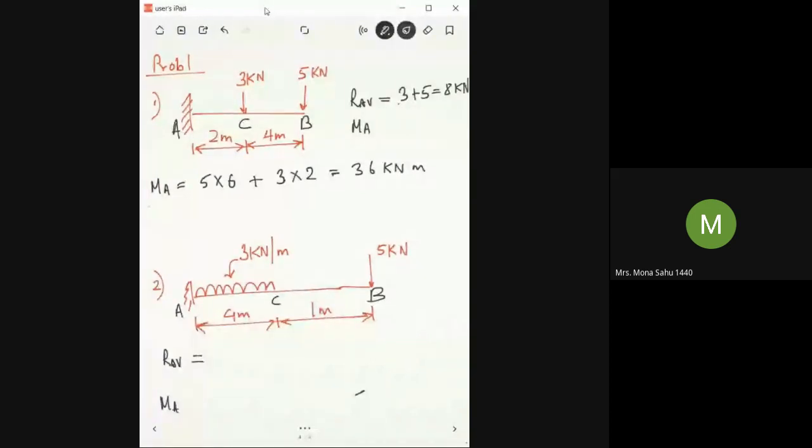So the next one, 5 plus, you will have 3 multiplied by 4. Yes? If you guys respond, I will know whether you are able to understand or not. I'm not able to figure out whether you're following me. Yes, ma'am. Understood. Understood, right? So 5 plus 12, 17 kilonewton.